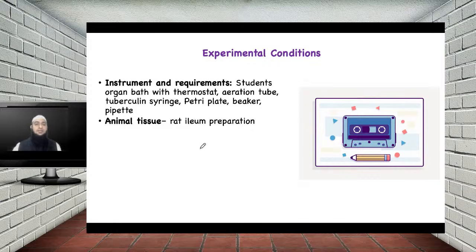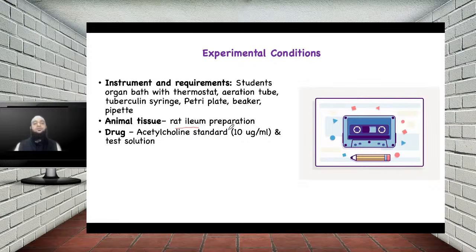To perform this experiment, we are using rat ileum because the rat ileum contains a large amount of cholinergic receptors. Since it contains more cholinergic receptors, acetylcholine can give a very good response with the rat ileum. So rat ileum is more sensitive to the response of acetylcholine and it gives a wonderful contraction. That is the reason why we have selected the rat ileum preparation.